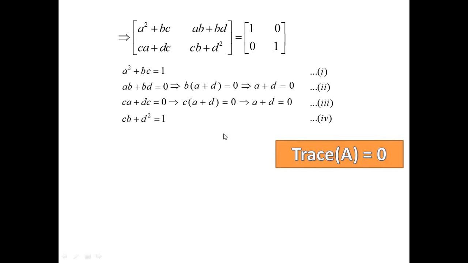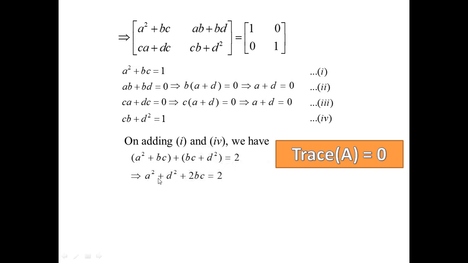Now adding 1 and 4, we have a square plus bc plus cb, or we can write it as bc, plus d square equals 1 plus 1, 2. On simplifying it, we have a square plus d square plus 2bc equals 2. Now adding a term 2ad and subtracting it. So this a square plus d square plus 2ad becomes (a plus d) whole square. And taking minus 2 common from the last two terms, we have ad minus bc.